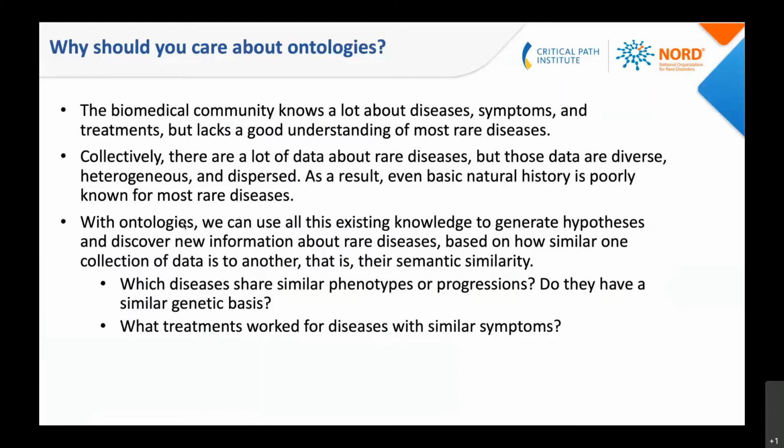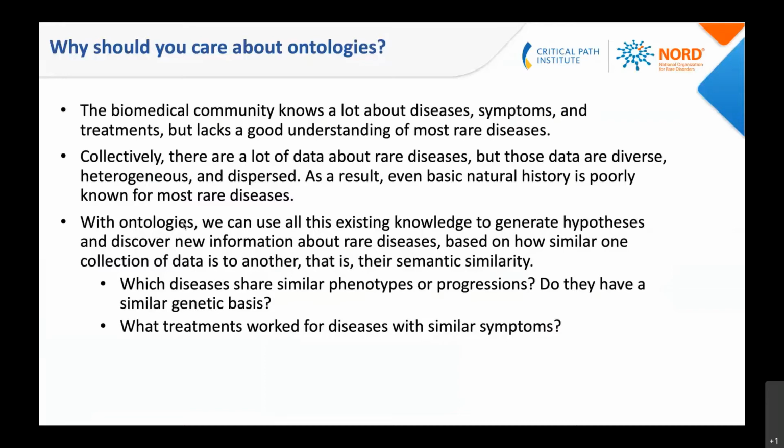With ontologies, we can use all this existing knowledge to generate hypotheses and discover new information about rare diseases based on how similar one collection of data is to another. That is the semantic similarity between those two data collections. We can use ontology-based systems to ask questions like, which diseases share similar phenotypes or progressions, and do they have a similar genetic basis? Or what treatments work for diseases with similar symptoms?